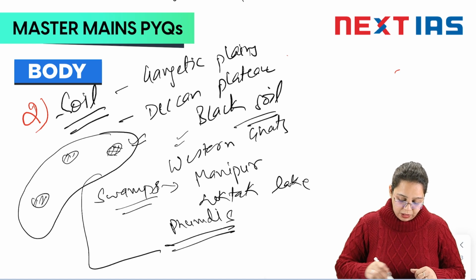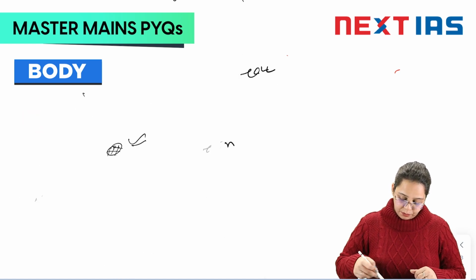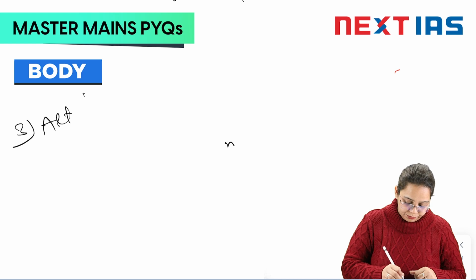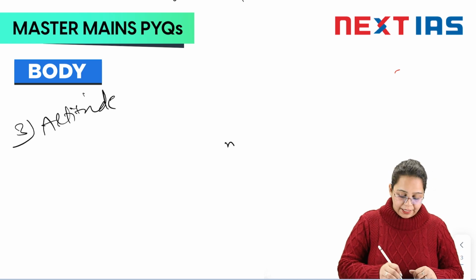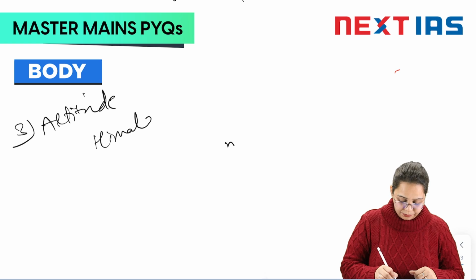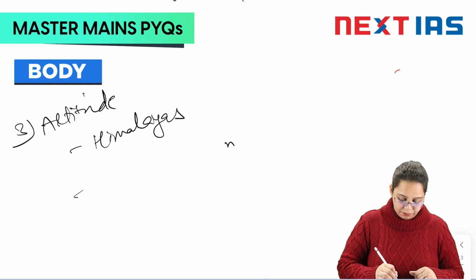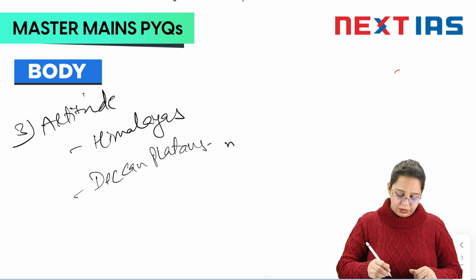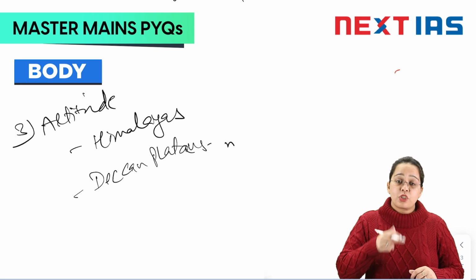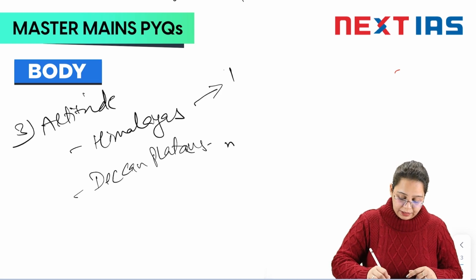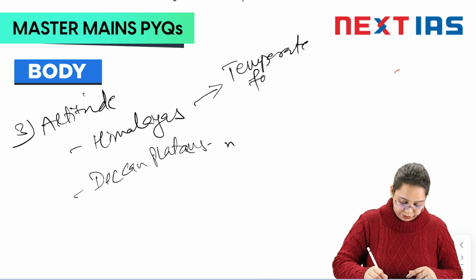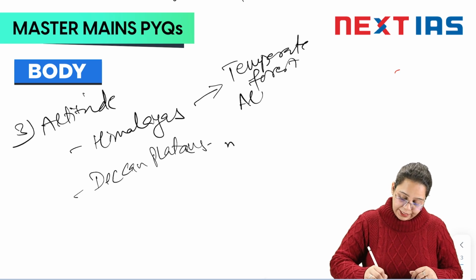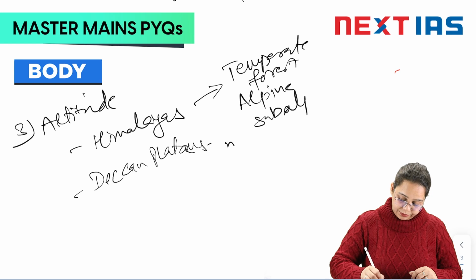Now let's go to the third factor, which is altitude. Higher altitudes are found mainly in the Himalayas, Deccan Plateau, and Western Ghats, you can say. All these are mountainous regions. Here in the Himalayan regions, you will find temperate forests. Also, here you will find alpine and subalpine.